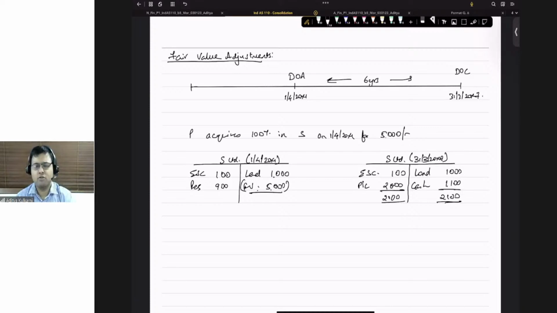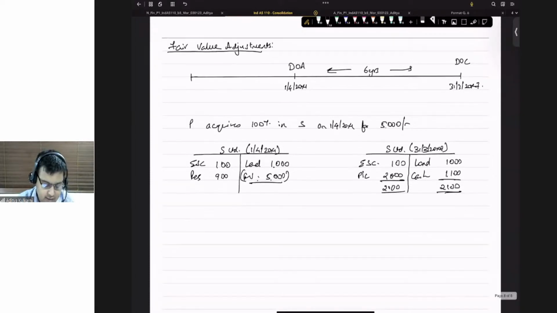So if I have to do the consolidation with P Limited, then the very first step is I would be preparing the balance sheet in Schedule 3 form. Then I would start to take over the assets and liabilities of S Limited. First we'll understand what we will be doing, then we will understand why it is wrong, and then we will understand what is the correct approach.